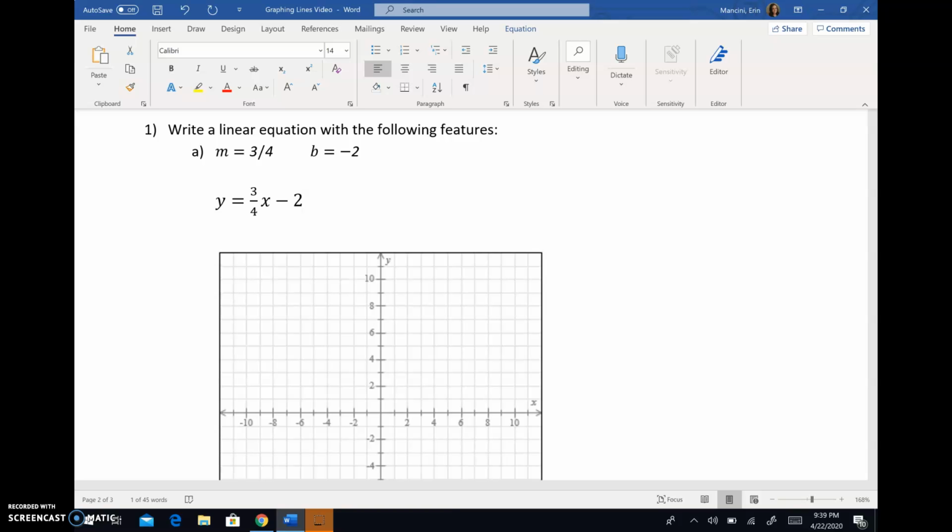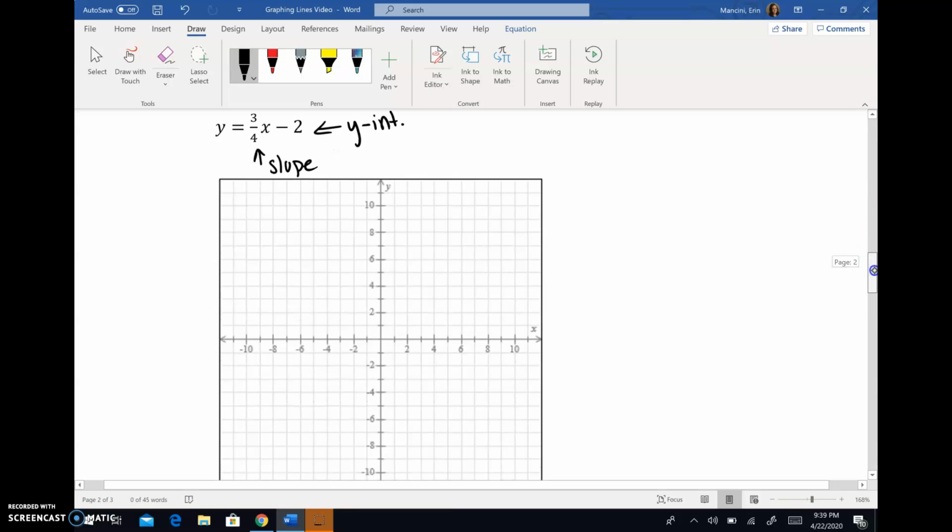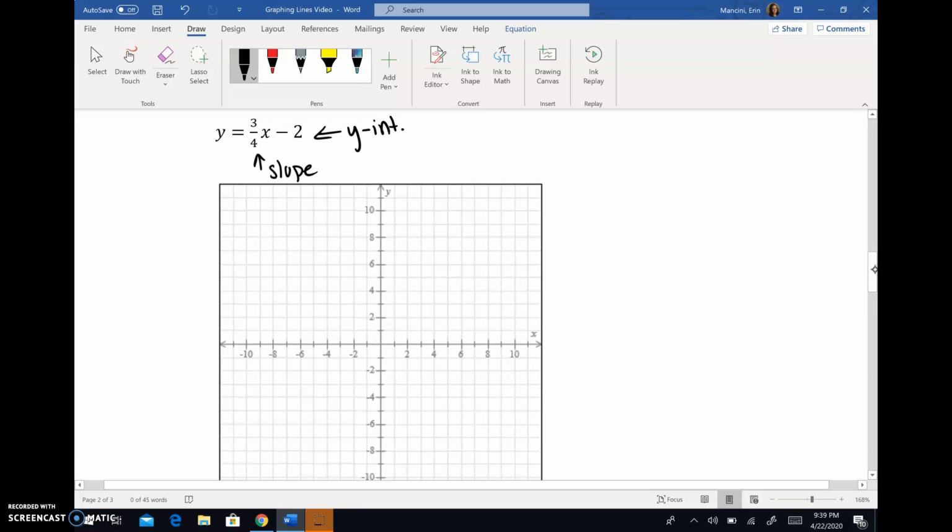Okay, quick recap of slope-intercept form here. y equals mx plus b, where the m is your slope. Remember, that's your rise over run, and your b is your y-intercept. So the first thing you want to do when you graph a line is graph a point, and then the slope tells you how to move from that point. So the y-intercept is a specific point. We're going to start there, and then the slope is how we move from that point.